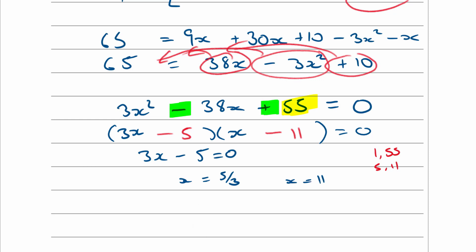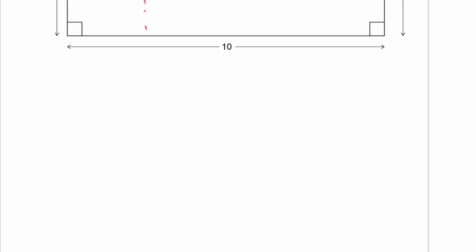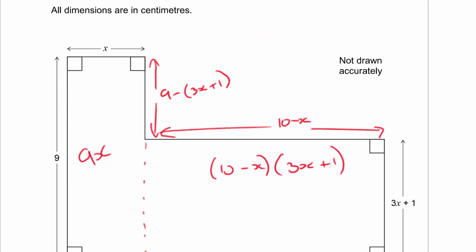So they're my two solutions, x equals 5/3 or x equals 11. Now, just because a number is a solution of a quadratic doesn't necessarily mean it's a solution to your problem. Let's just go back and have a look at 5/3 and 11 in situ. So going back and looking at the diagram. Okay. Now, if x is 5/3, no problem. But if x is 11, what do you notice?